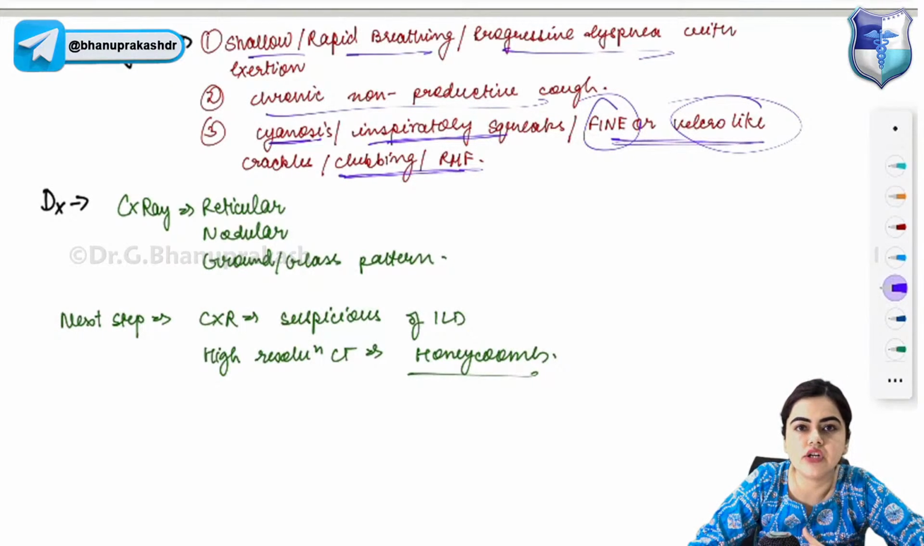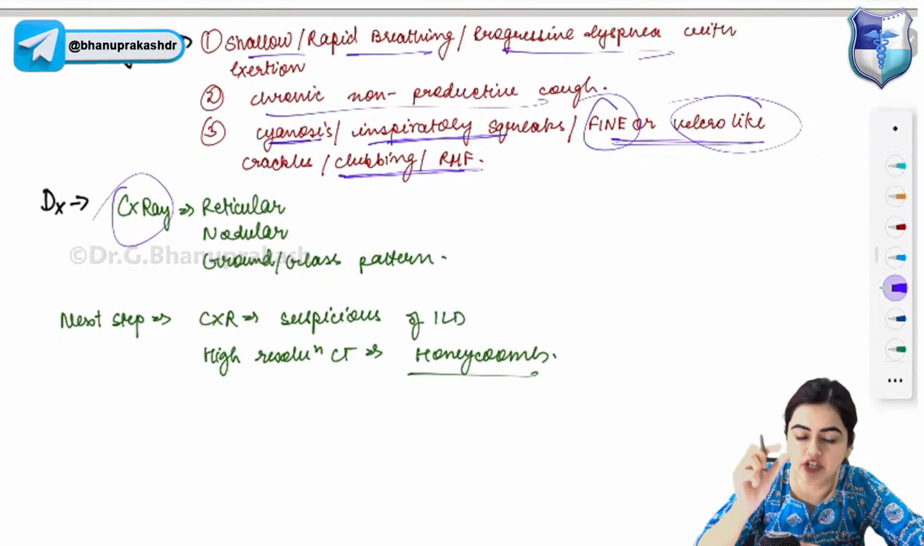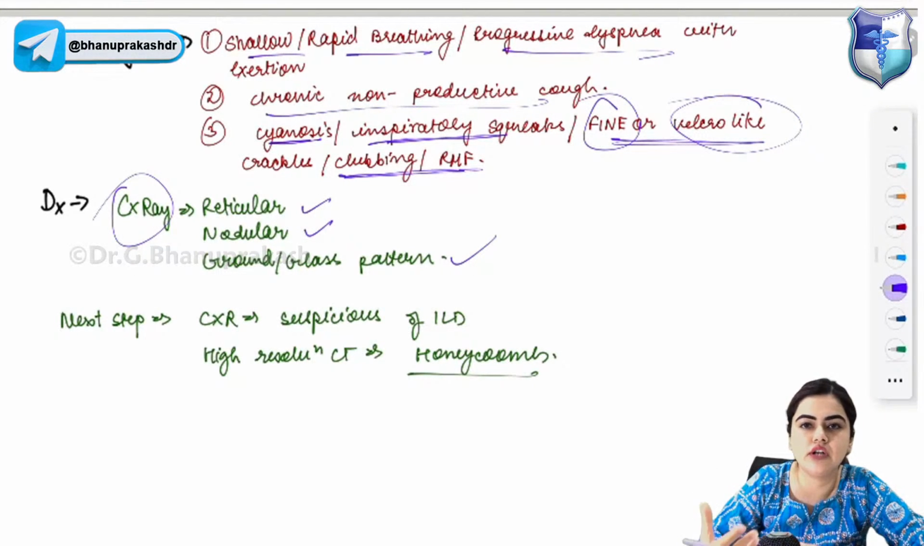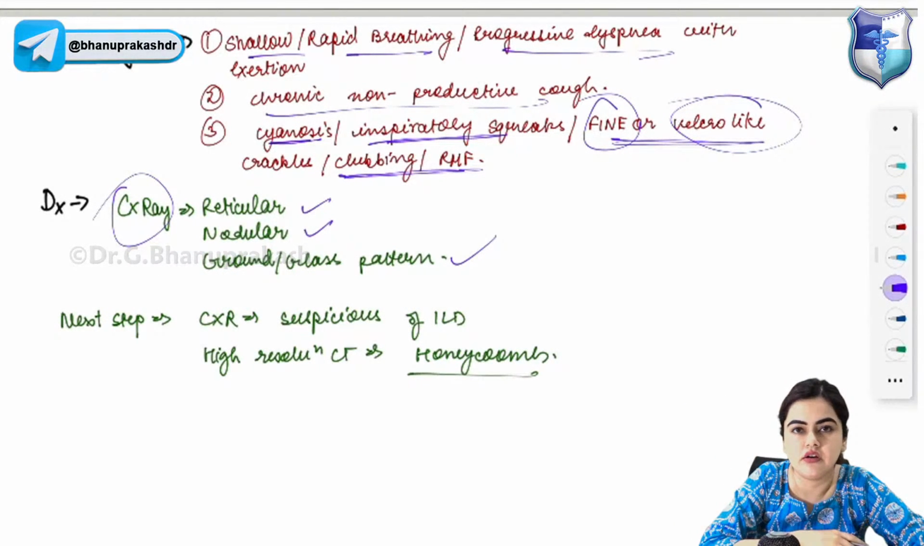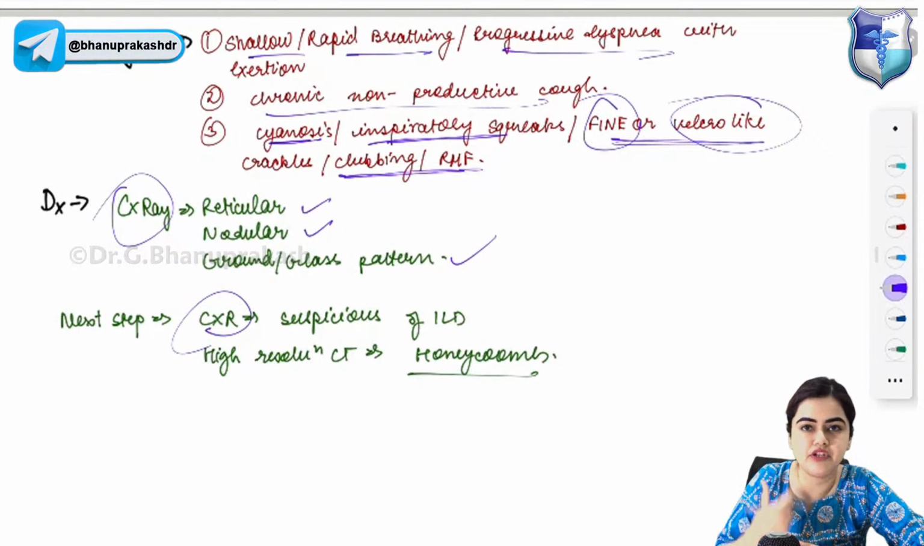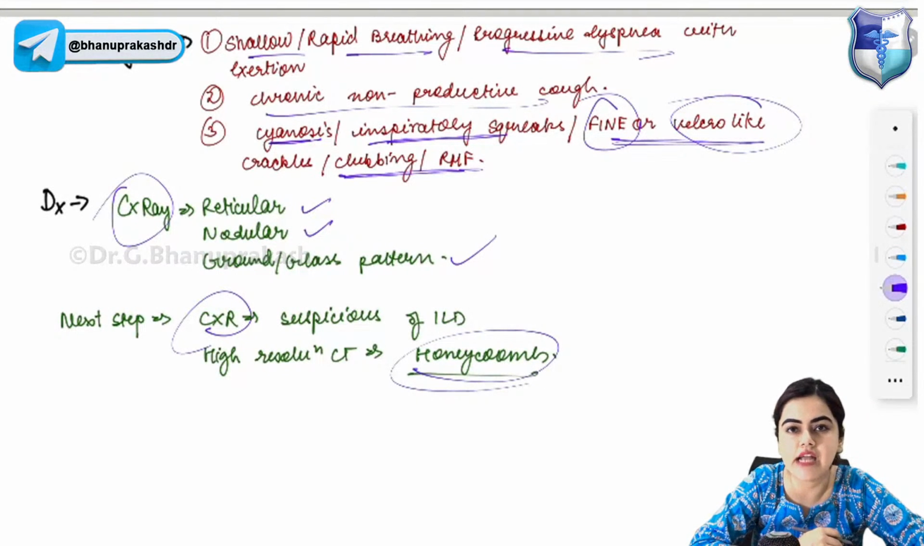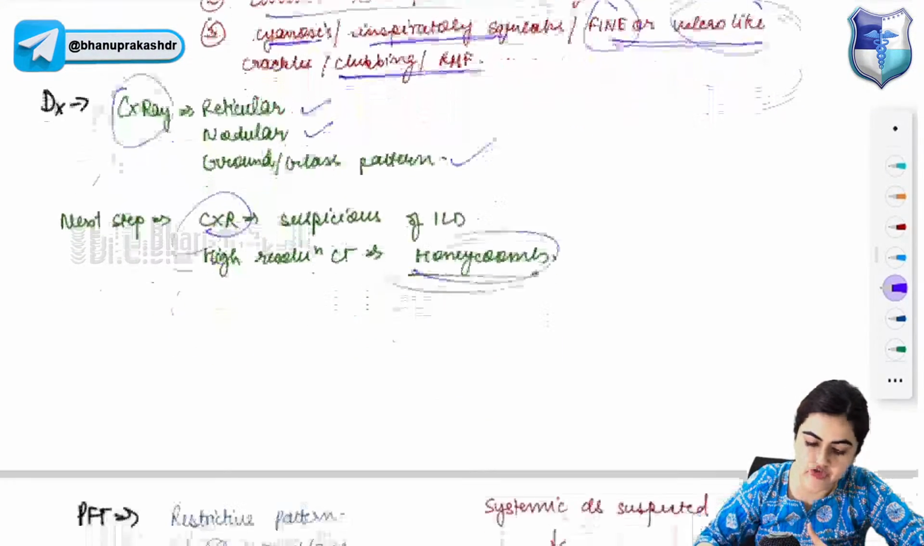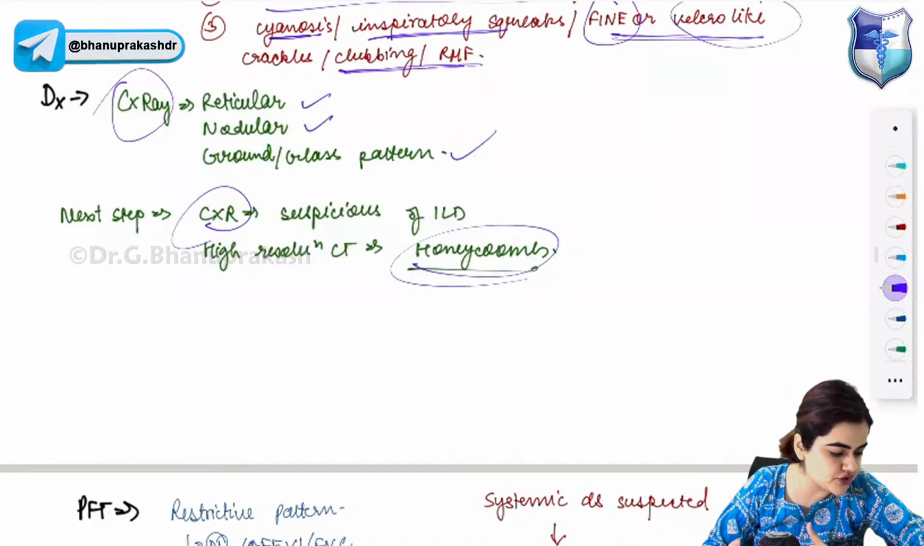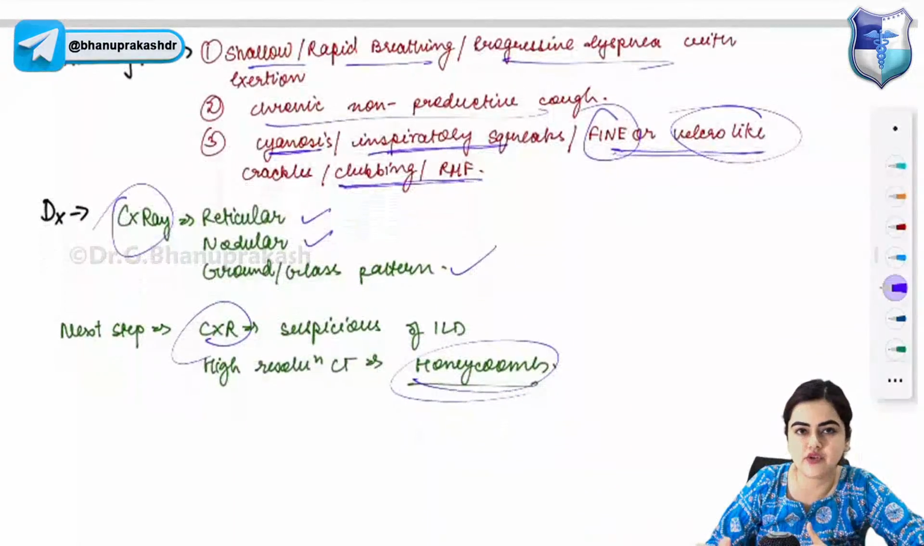Okay. Now coming to the diagnosis. How do you diagnose interstitial lung disease? You will perform a chest x-ray. On chest x-ray, you will find reticular opacities, nodular opacity, or ground glass pattern, which suggests interstitial lung disease. Next best step, if chest x-ray is suspicious, is high resolution CT. In high resolution CT, you will see a honeycombing pattern if the disease is severe. I'll show you the chest CT image of interstitial pulmonary fibrosis. Don't worry about that, but these are the findings that you get.